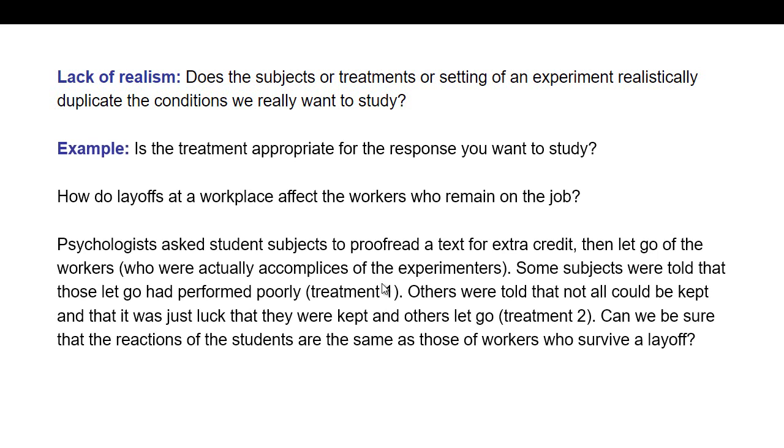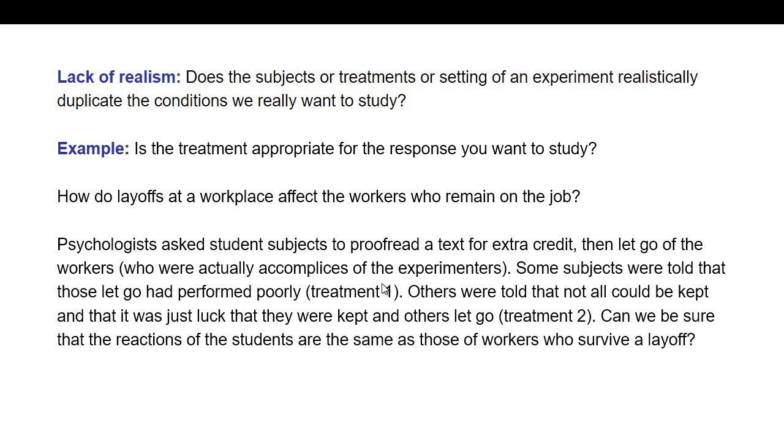Let's say we want to know how do layoffs at a workplace affect the workers who remain on the job. And so psychologists then, to answer this question, ask student subjects to proofread a text for extra credit, then let go of the workers who were actually accomplices of the experimenters. Some subjects were told that those let go had performed poorly, which was treatment one. Others were told that not all could be kept and that it was just luck that they were kept. And others let go, treatment two.